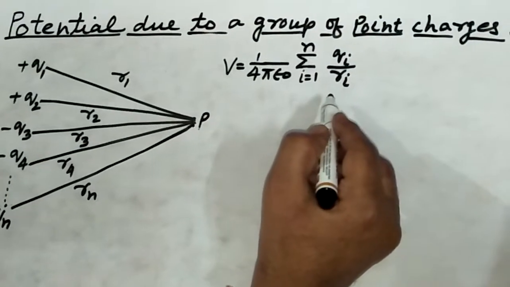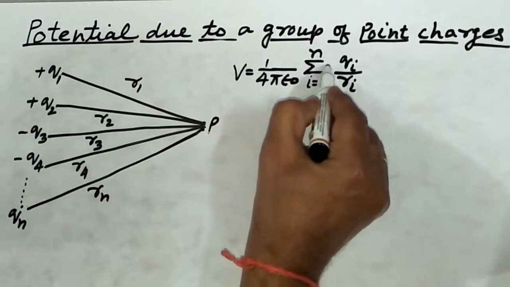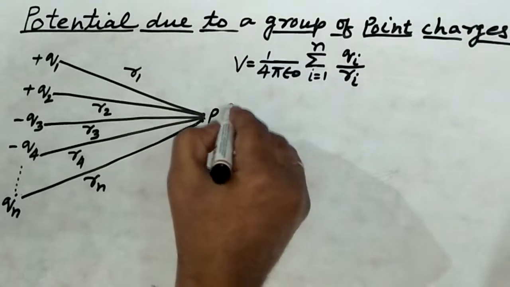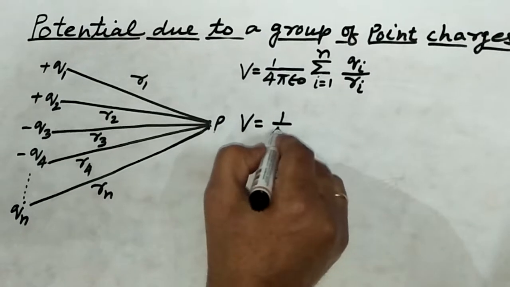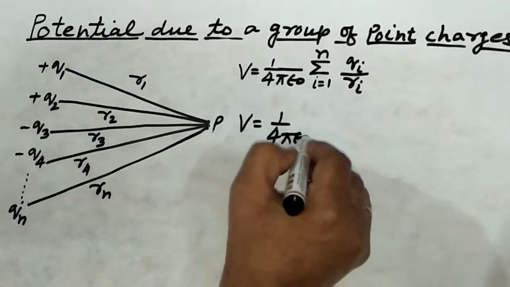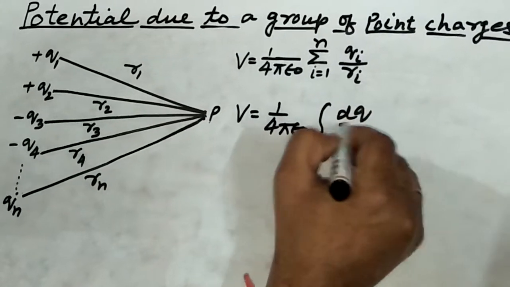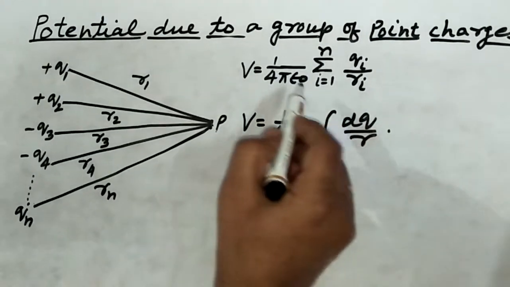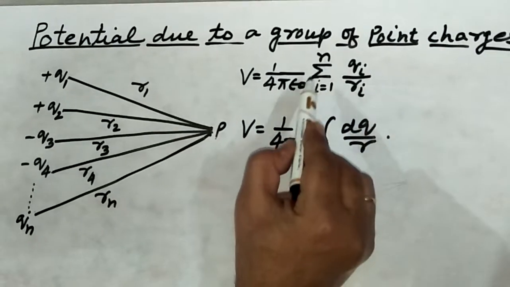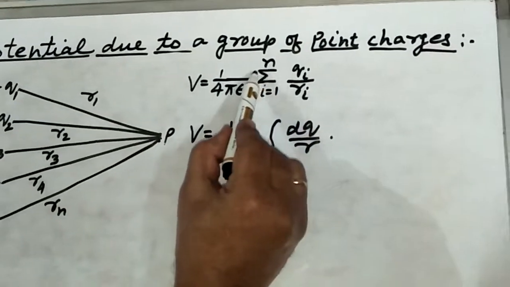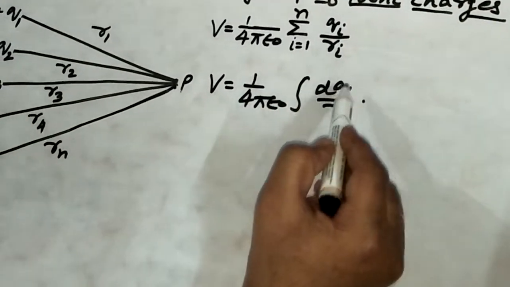If the charge distribution is continuous, then this summation is replaced by integration, and then you can write V is equal to 1 upon 4 pi epsilon naught integration of dq upon r. Again, listen here. If the charge distribution is continuous, then this summation is replaced by integration, and there you can write dq upon r.